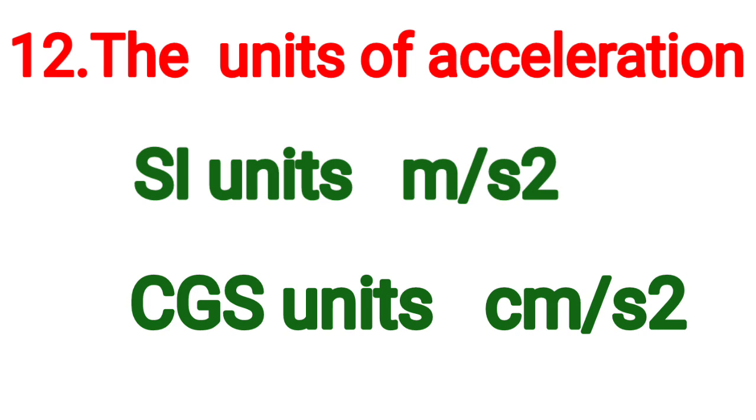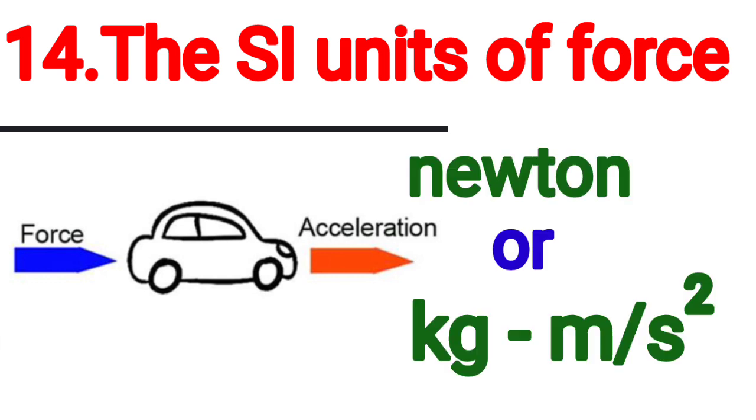The units of acceleration. The SI units are meters per second square and the CGS units of acceleration are centimeters per second square. The SI units of force are Newton or kilogram meters per second square.